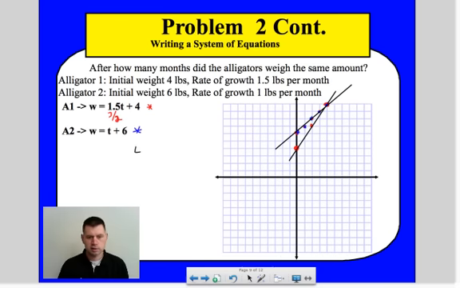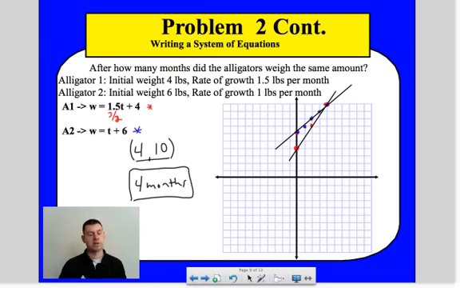So that means after 4 months, the alligators will weigh the same amount of 10 pounds. So after how many months? The answer would be, in this case, so make sure you answer the question, 4 months. The point of intersection is (4, 10), but the question is 4 months.